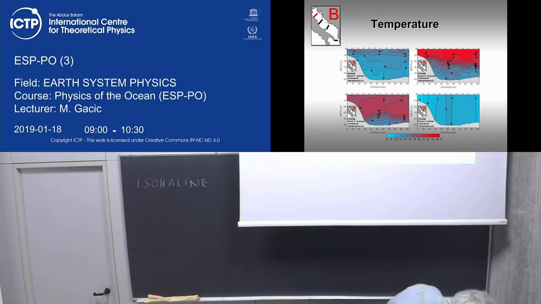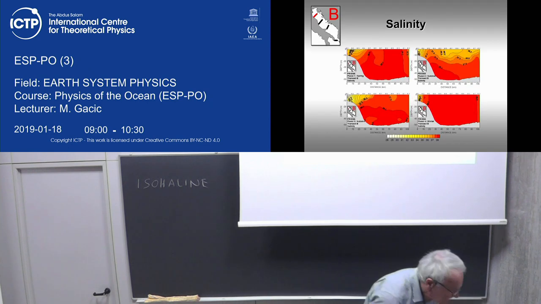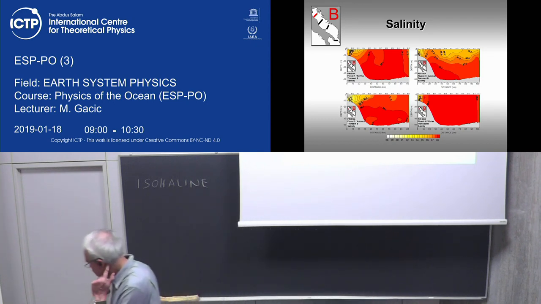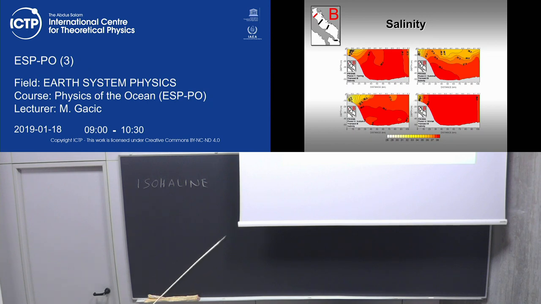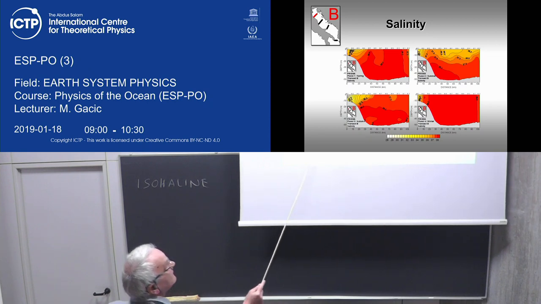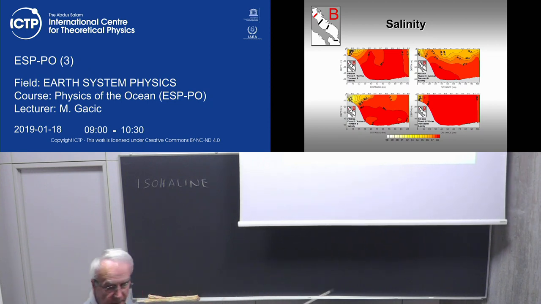And in fact, if you go to the same transect but in the salinity, what you can see is that in all these situations there is low salinity, which is around 32 parts per thousand. You remember that the mean salinity of the Mediterranean is like 38, and here it is 32 parts per thousand, or 32 grams per kilogram, and this is present all the time.